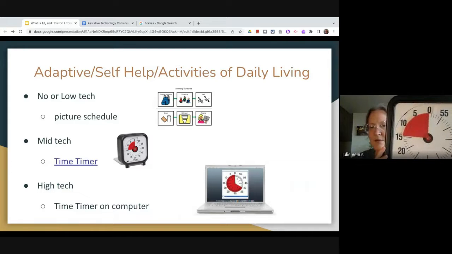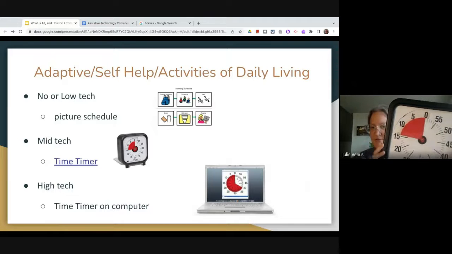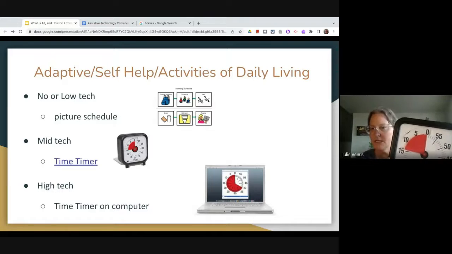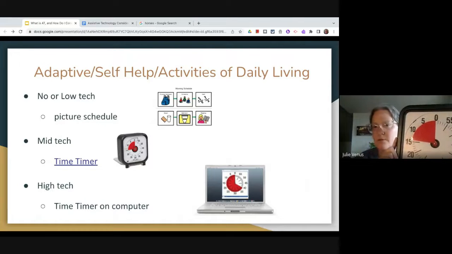Once it's on, it will count down so that the student or individual can see that red is disappearing as the time goes on. It's just silent, but there is a noise at the end that indicates that the time is up. But I'll leave that on for just a second and you'll be able to see as that time goes away. Also, time timer is available on the computer.